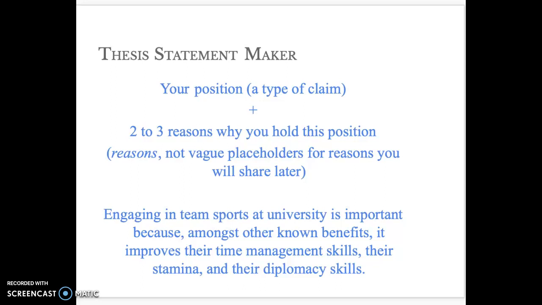Remember when we talked about how writing is like an iceberg, where the tip of the iceberg is showing, but so much more is going on underneath? The more that's going on underneath, the more confident you'll feel about creating a very specific thesis statement. There's a new word here, a type of claim. What does that mean? What is my position?